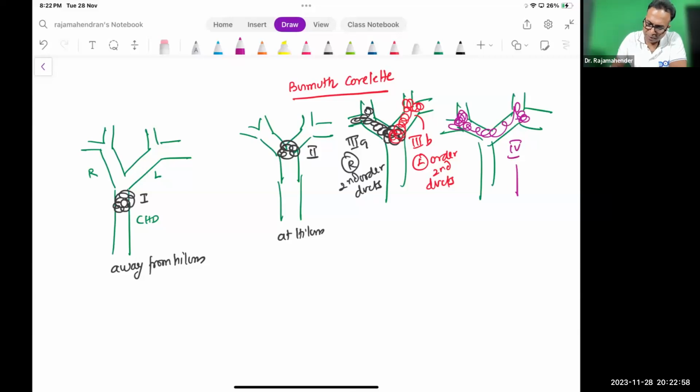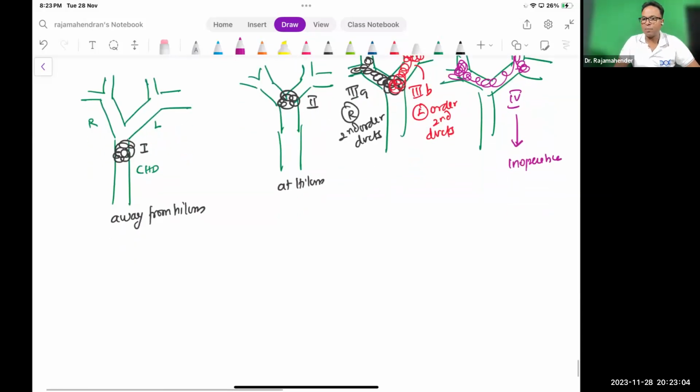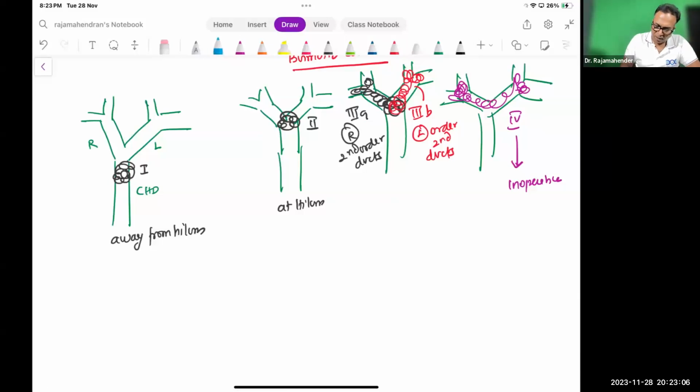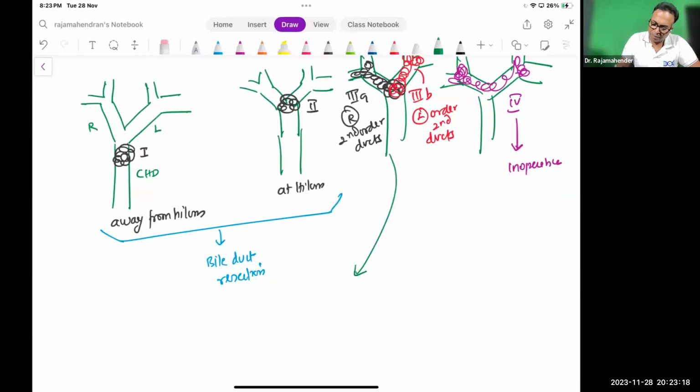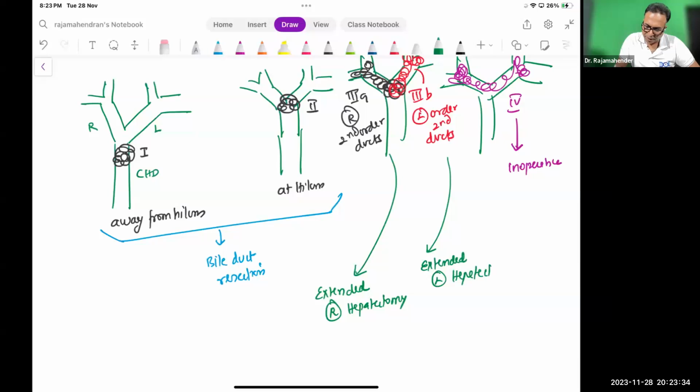Please remember 4 is inoperable cancer. We cannot do anything. Whereas for 1 and 2, I can resect only the bile duct. Bile duct resection is enough. No need of hepatectomy. Whereas 3A and 3B will need extended resections: extended right hepatectomy for 3A, and extended left hepatectomy for 3B. So we have to do extended resections.